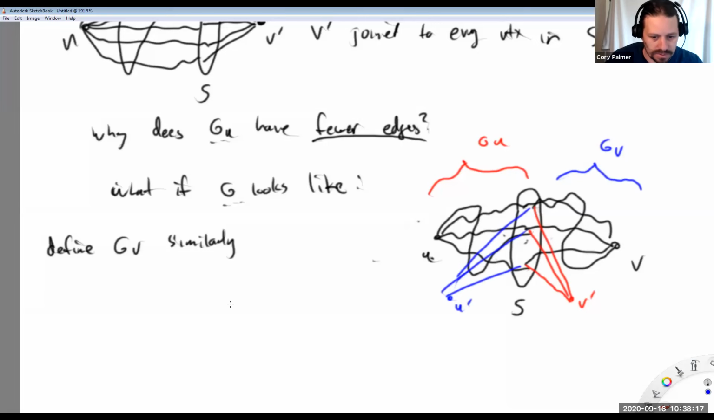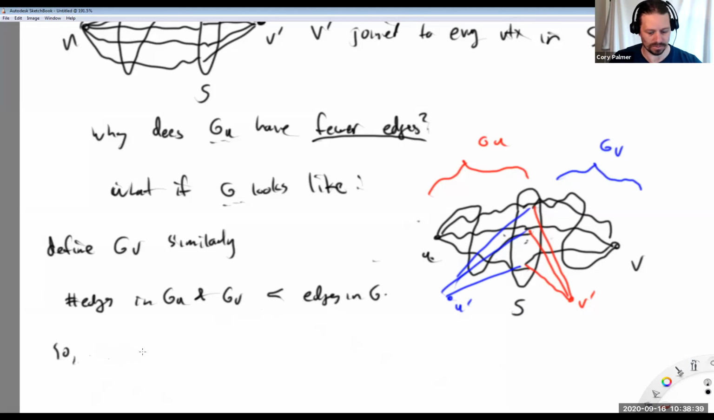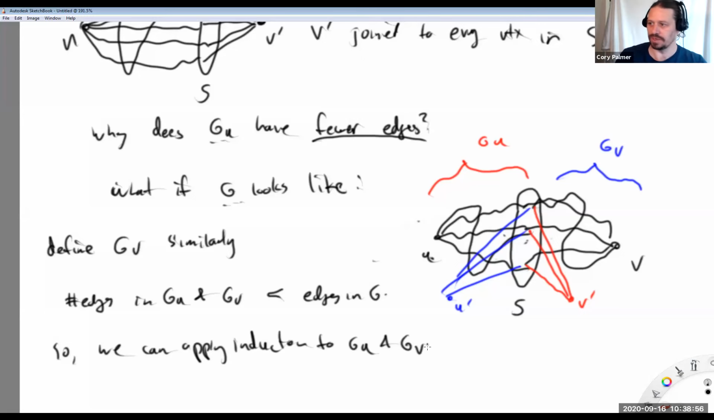Okay. Now, the crucial part was what we observed here is that the number of edges in GU and in GV, each of these graphs simultaneously is strictly less than the number of edges in G. Okay, that was a subtle but important point. So we can apply induction to GU and GV. If we want to apply induction to them, what do we actually have to observe first? What information do we need in order to apply induction? We need to know the size of the separator, the UV separator in GU and GV.